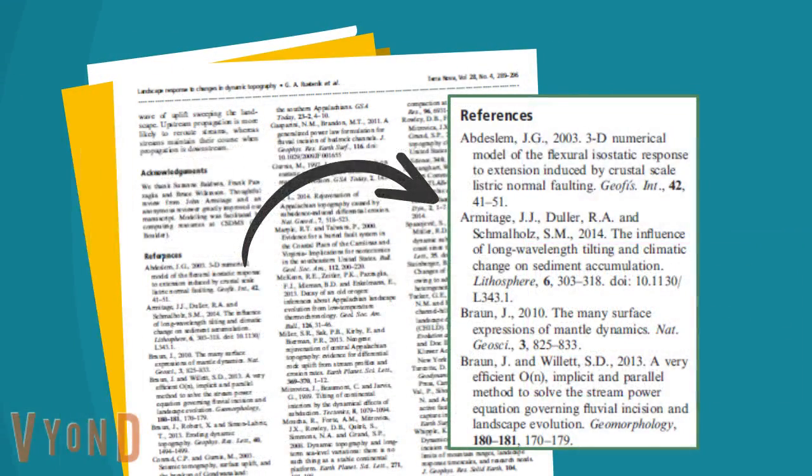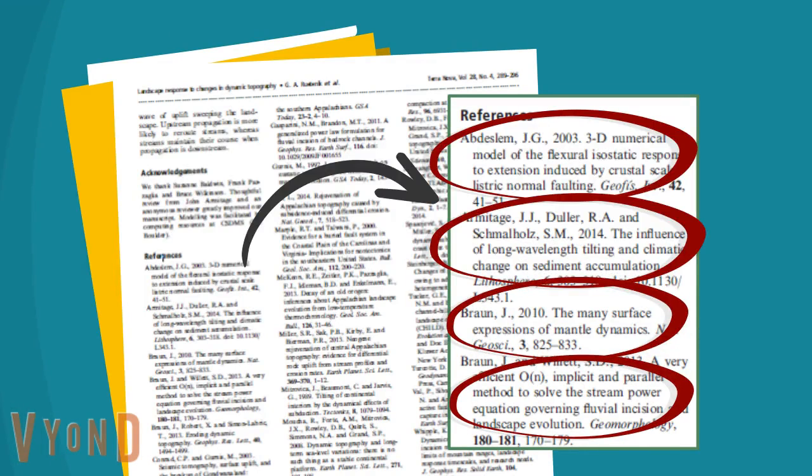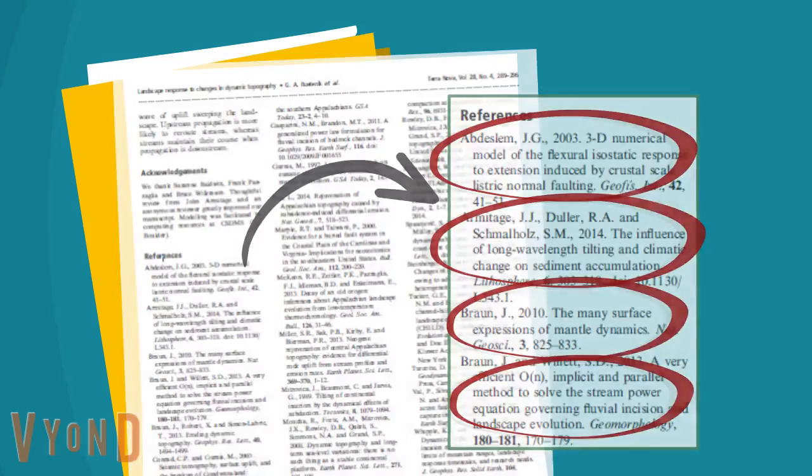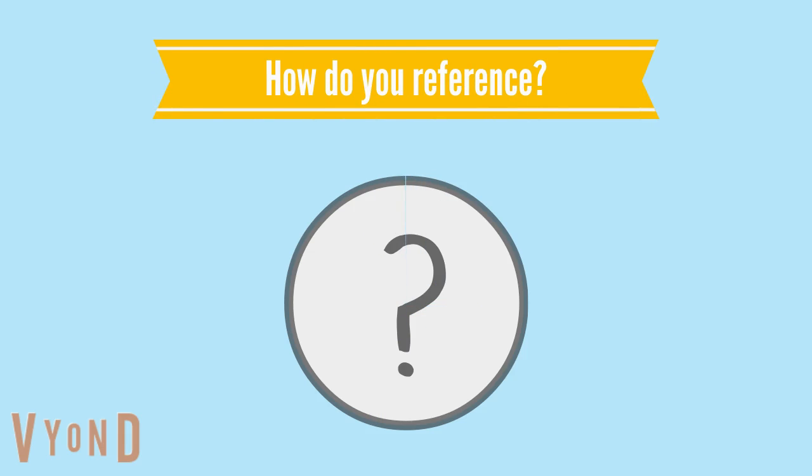The second referencing component is the reference list. This is placed at the end of the document and consists of all the different sources that have been integrated and cited within the text. This is different from a bibliography, which also features all the works that have been consulted but not necessarily cited in your writing. So how do you reference?